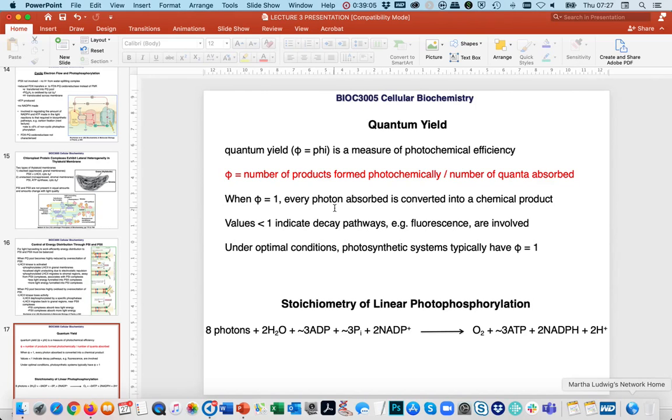And then just as a wrap up for the lecture, at the bottom of the slide is the stoichiometry of linear photophosphorylation, where we see 8 photons being involved, 4 hitting photosystem II, 4 hitting photosystem I, along with water being split, ATP being generated from ADP and inorganic phosphate, and NADPH, reducing power, being formed from the reduction of NADP+. And I'll leave it there.